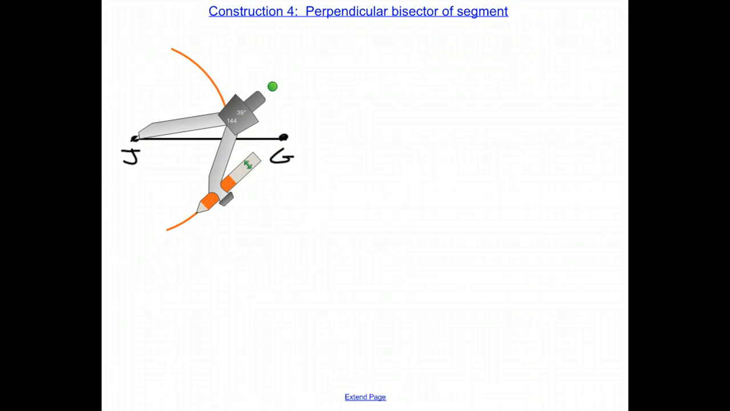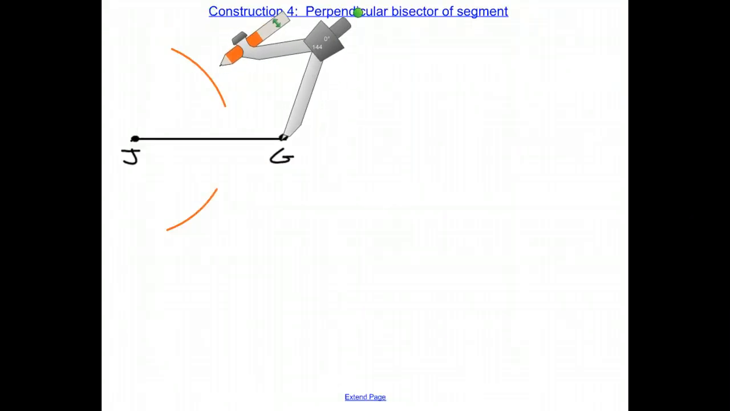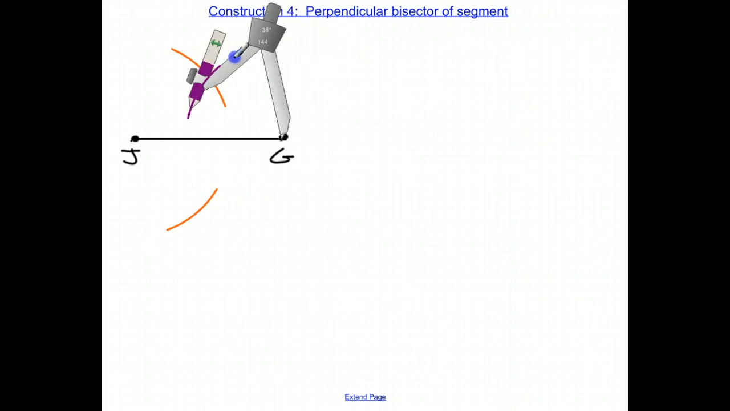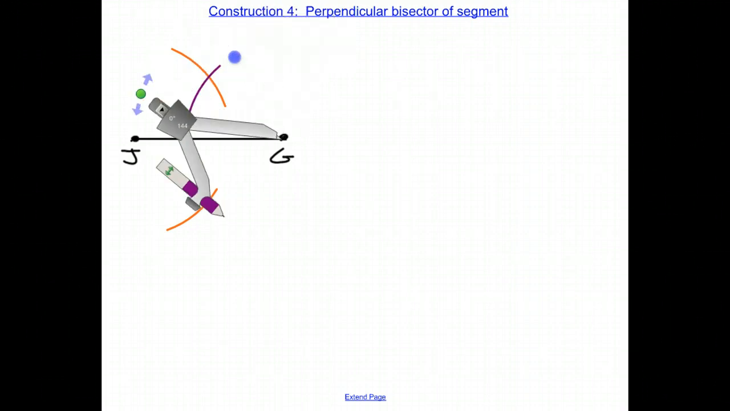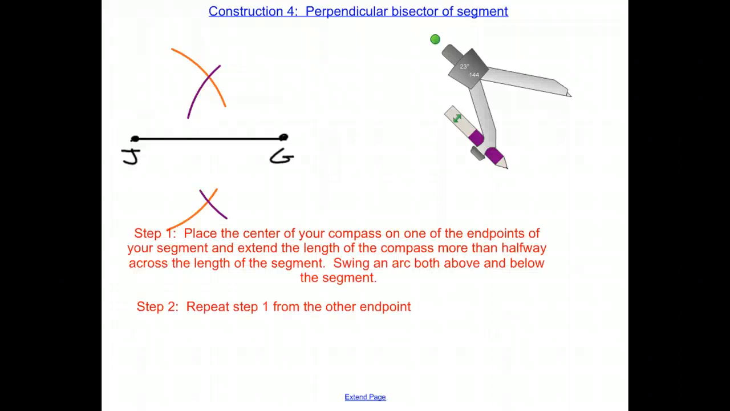Step 2 is just going to be to do the same thing but from the other endpoint. So I'm going to flip the compass around here. I'm going to go to point G, and I am going to do the same exact thing, swing an arc here, and swing an arc down here. So steps 1 and 2 are actually the same thing, but from the different endpoints, very similar to what we've done in past constructions. So here we can see step 1 and 2 very similar.